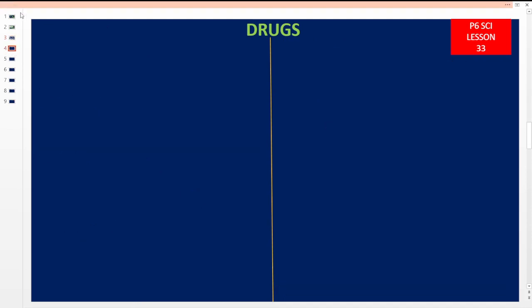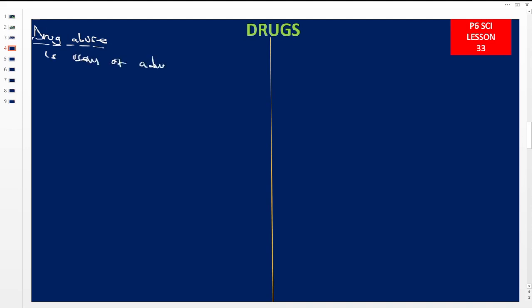Now let us see the common words we use when talking about drugs. There is this word called drug abuse. This is not abusing of the drug, like saying this drug is bad, it is smelling. Drug abuse means the using of a drug in a way which is harmful to the body. So drug abuse is the way of using a drug in a way which is harmful to the body.